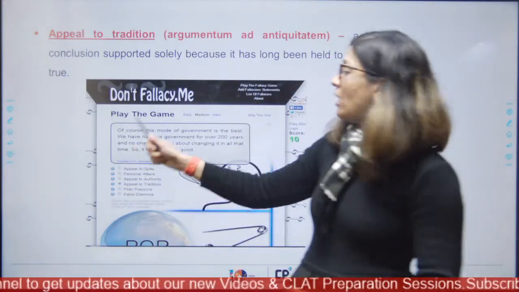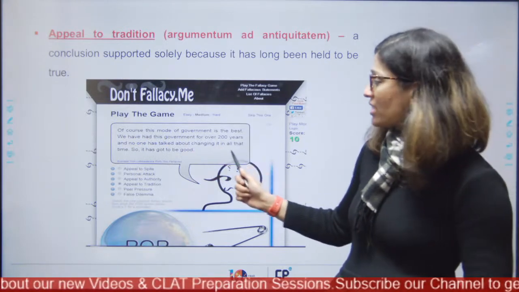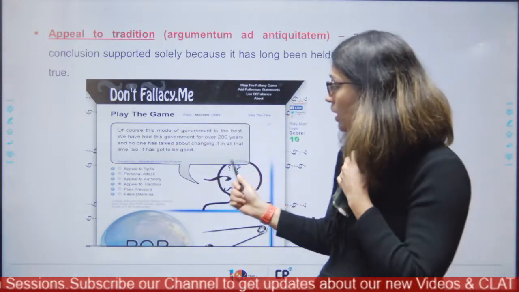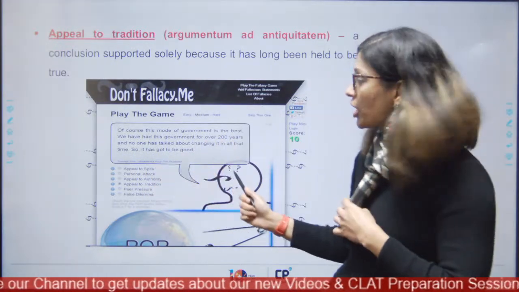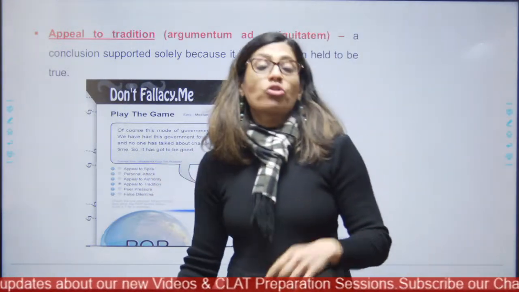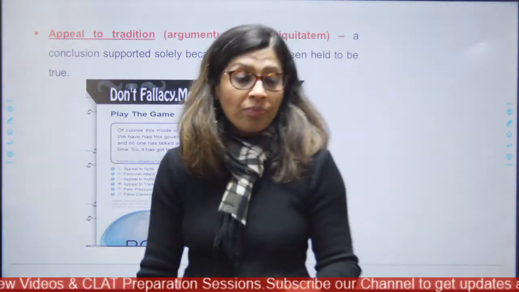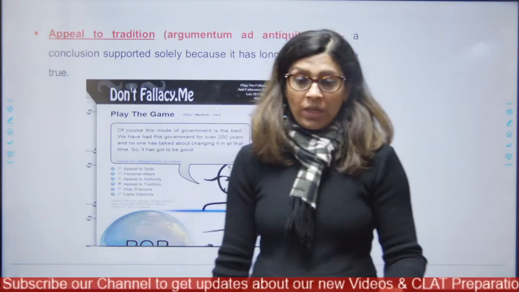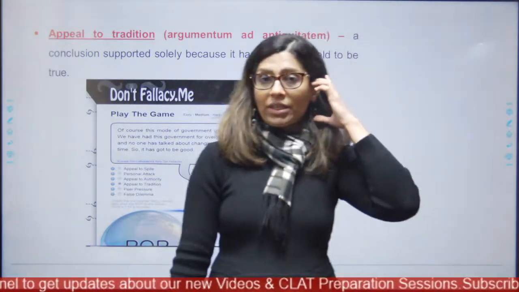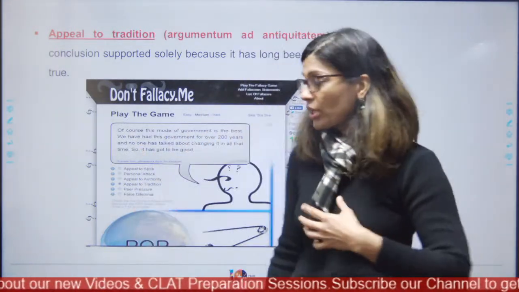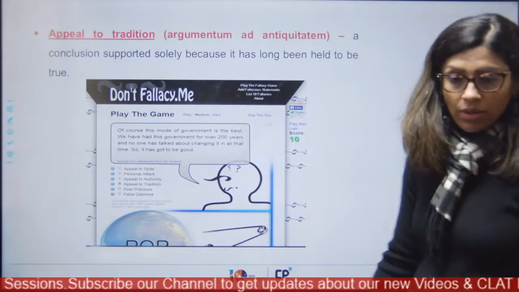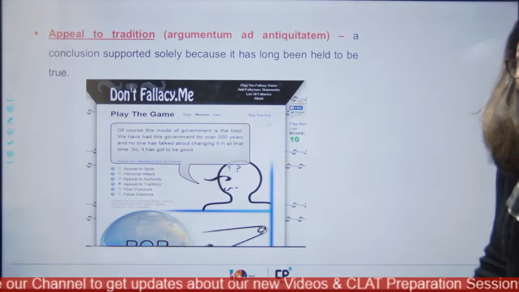I'll repeat. This mode of government is the best because we have had this mode of government for the last 200 years, and so far no one has talked about changing it, so it has to be good. So just because something has been going on for the longest period of time does not make it good. So this is the opposite of appeal to novelty. I mistakenly said that for the other thing. Do you understand appeal to tradition?